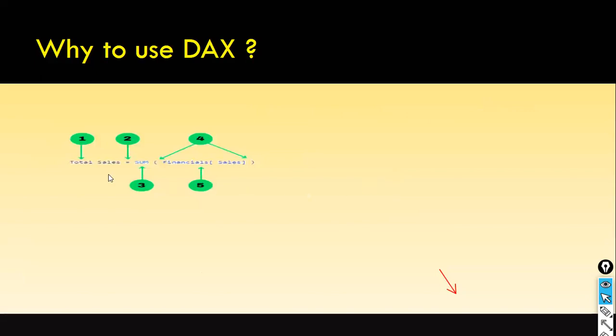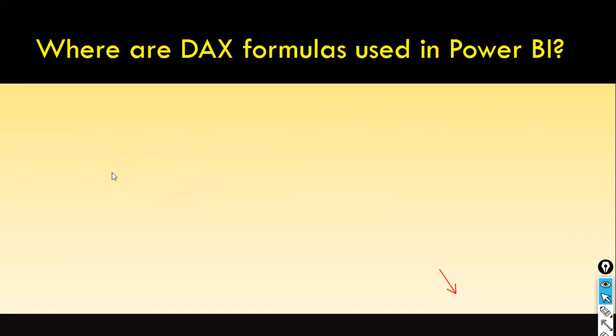So look here, on the left side we can see Total Sales. On the right side of Total Sales we can see the equal sign, followed by SUM, and inside that you have the Sales column. Total Sales is a measure here. Okay, it's a measure.